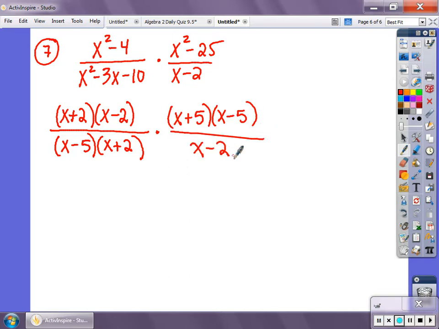X minus 2. So we're looking, what's the same on the top and the bottom? I see x minus 2 here and an x minus 2 there. I see an x minus 5 here and an x minus 5 there. I see x plus 2 here and x plus 2 there. And so the only thing we're left over with is x plus 5.